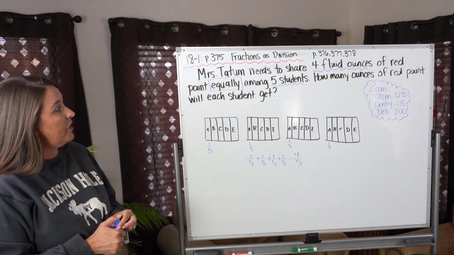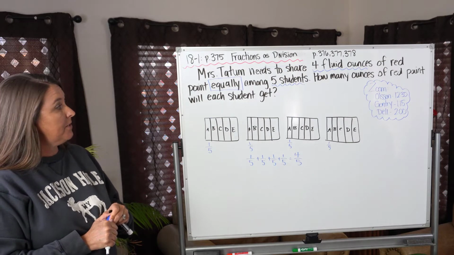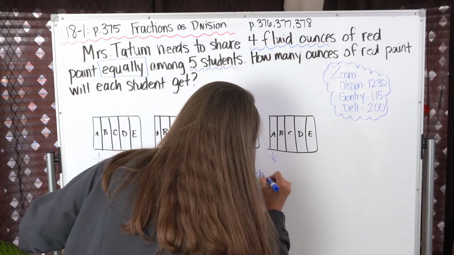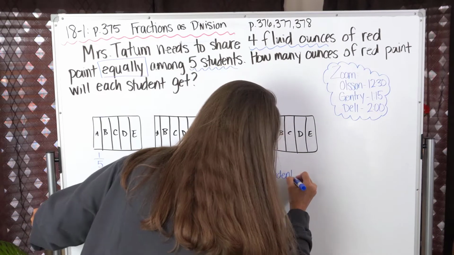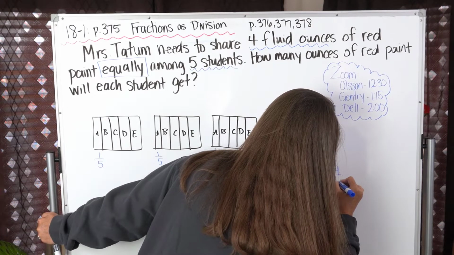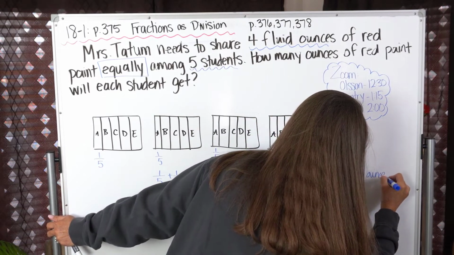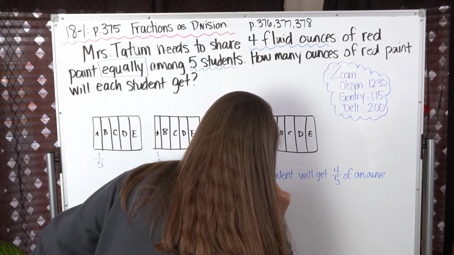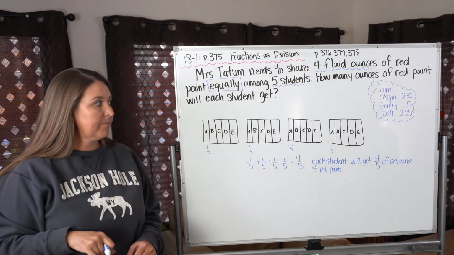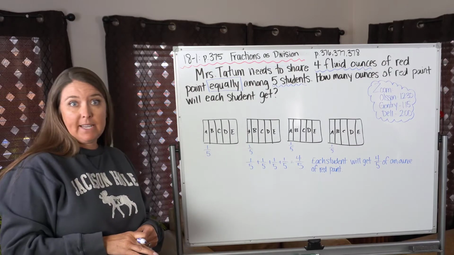So then I go back to the question. Mrs. Tatum needs to share 4 fluid ounces of red paint equally among 5 friends. How many ounces of red paint will each student get? Each student will get 4/5 of an ounce of red paint. Again, that's just one way. That's using fractions. I'm going to show you another way next.